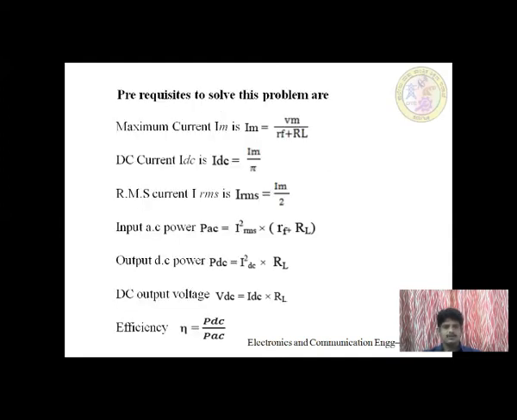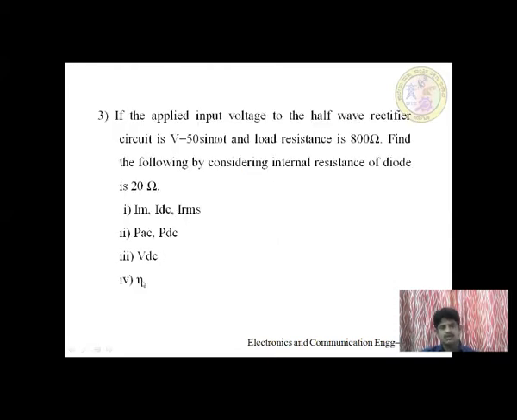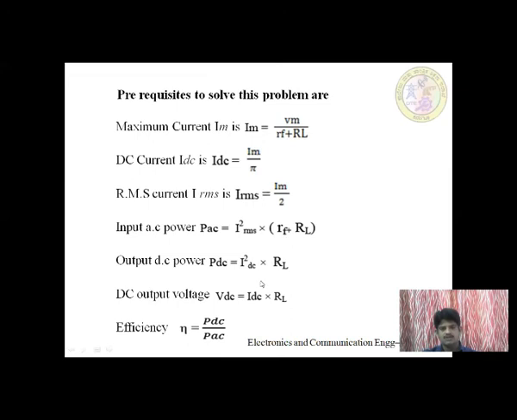Okay, so let's see the prerequisites required to solve this problem. Since so many points are asked to calculate, we need to remember all these equations. The maximum current IM: normally from Ohm's law we know that I is equal to V by R. V is Vm, and R here is the internal resistance of the diode and the load resistance. Both are connected in series, so it is taken as RF plus RL. This is the equation for calculating the IM. Then comes the DC current, IDC.